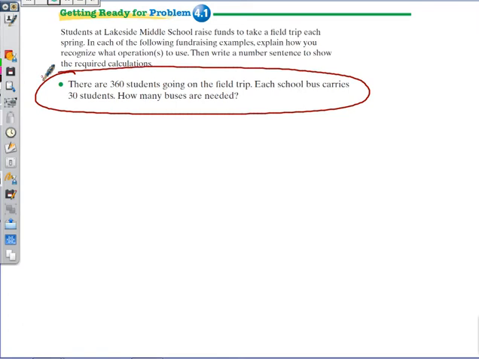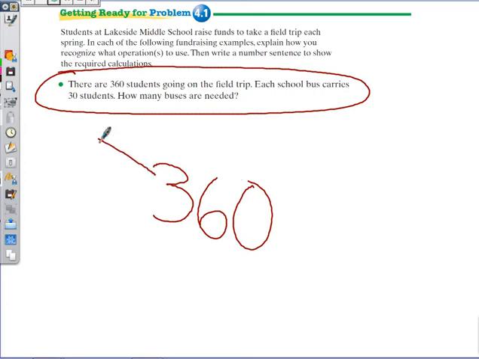360 students are going on a field trip. Each school bus carries 30 students. How many buses are needed? So we have 360 kids sitting out in a parking lot all looking for a bus to get on. But each bus can only carry 30. So 30 kids, you're going to get on this bus right here. It's going to be an ugly bus, but you'll just have to deal with it. Okay, there. They're on a bus. And 30 more kids get on a bus.